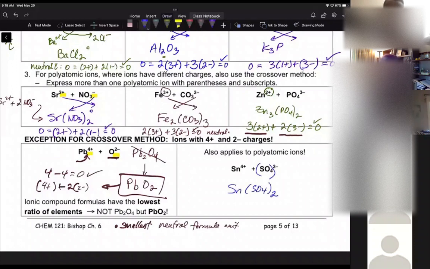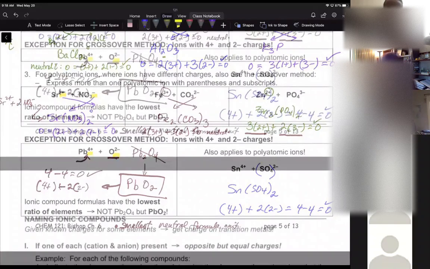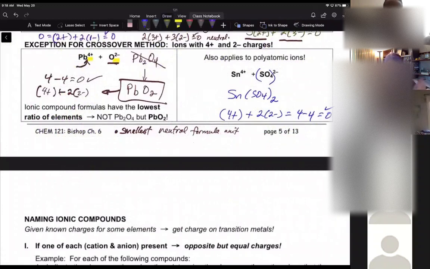So we have tin bringing in 4 plus, and we have 2 sulfate with 2 minus each, and that is 4 minus 4, and that is 0. So this compound is neutral the way we wrote it. This is a huge skill. We're going to be doing this all quarter long for the rest of the quarter. We have to go backwards and forwards, naming and formulas and naming. So these are really linked.